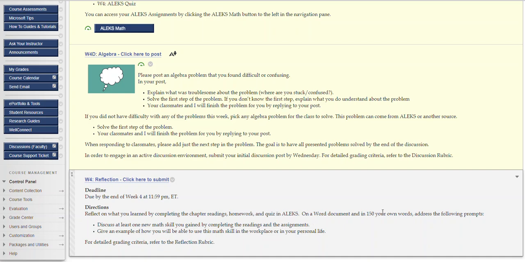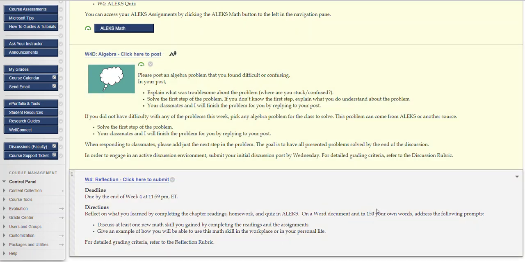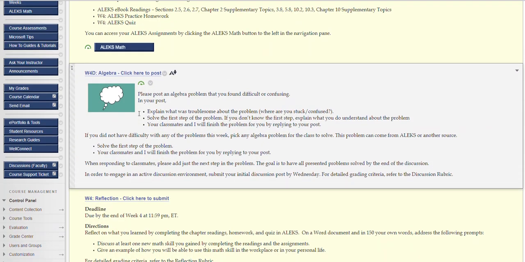Remember that I consider one typed line in Word or on the computer to be about 25 words. So if you're talking about 150 words, think about that. Each line is 25 words, so you want to have 6 lines, like a full paragraph, to meet 150 words. That's what 150 words looks like, 6 lines that are typed. Okay, so that's week 4.